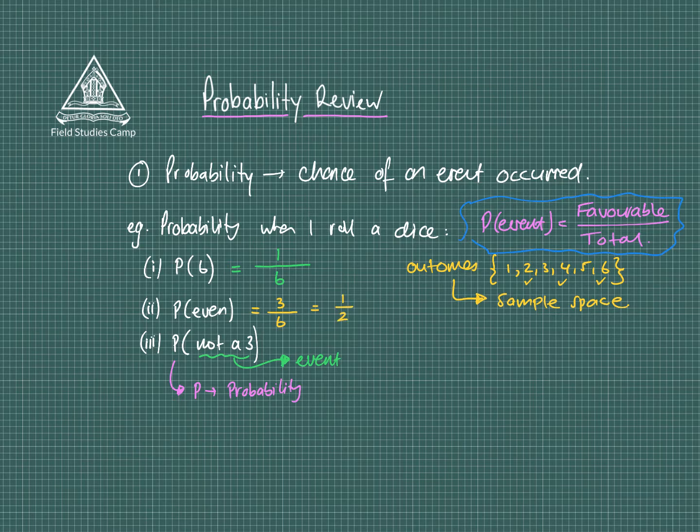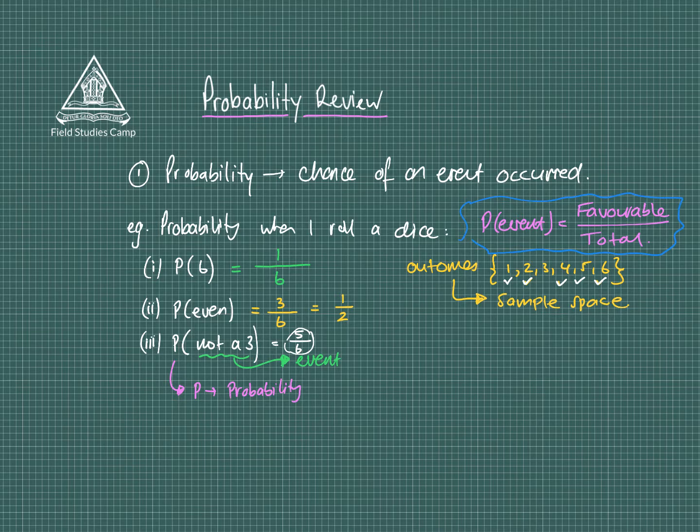And then, of course, that last one at the bottom, which says the probability of not a 3. Well, not a 3 would be the 1, the 2, the 4, the 5, or the 6. Therefore, there are a total of 5 favorable outcomes out of a total of 6 outcomes. So we now have 5 over 6 as our answer. Again, that's a really quick overview of how we find the probability of a particular event occurring.